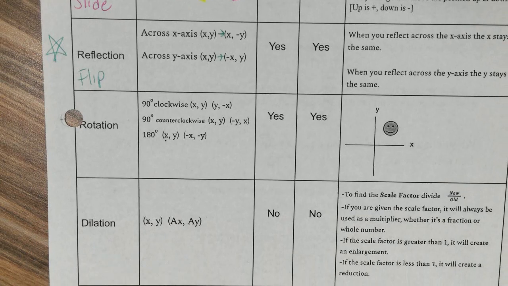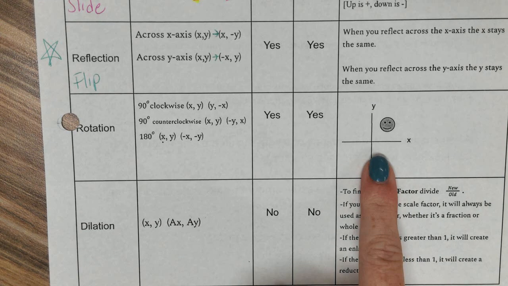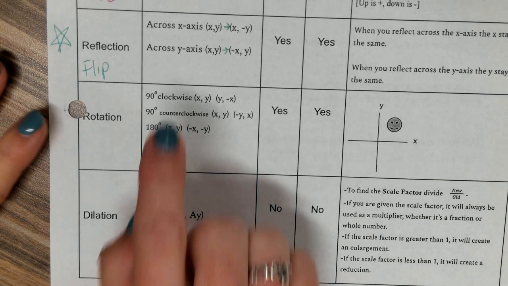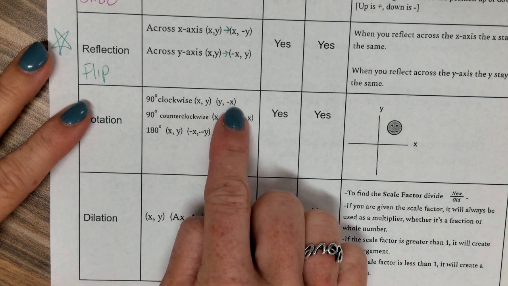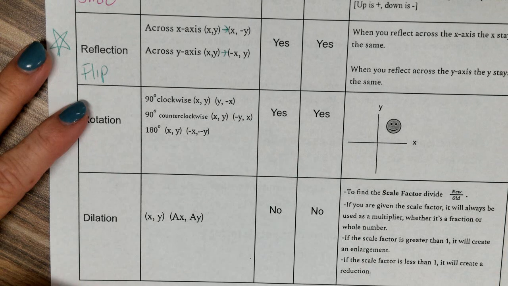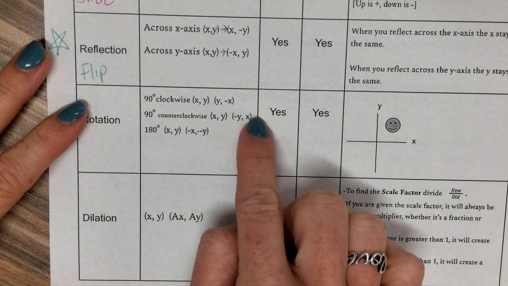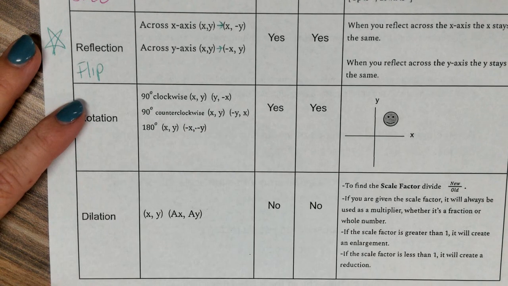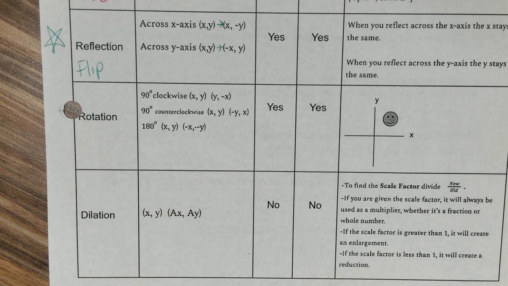All right, a rotation. A rotation is the one that we're going to do the trick called happy face man. 90 degrees clockwise, they're going to switch spots, and the x is going to become negative. 90 degrees counterclockwise, they switch spots, and the y becomes negative. 180, they both stay in the same spot, but they both become negative.